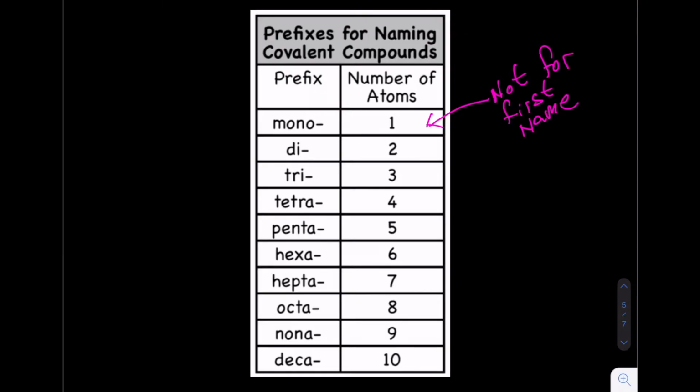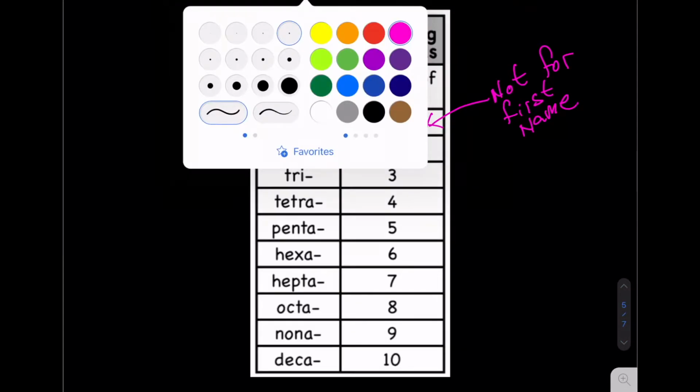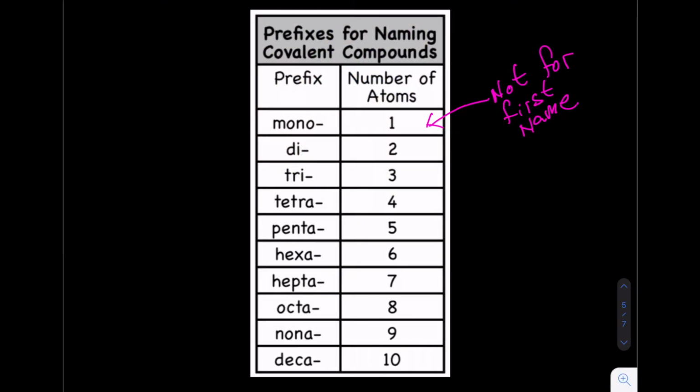All right, so let's try an example. Remember, we're just focusing on the first name for now. So we're going to try this one. Common name, H2O, is water, but let's give it a chemistry name. So first thing you do is you look on the periodic table and figure out what is the name of the H. H is hydrogen.